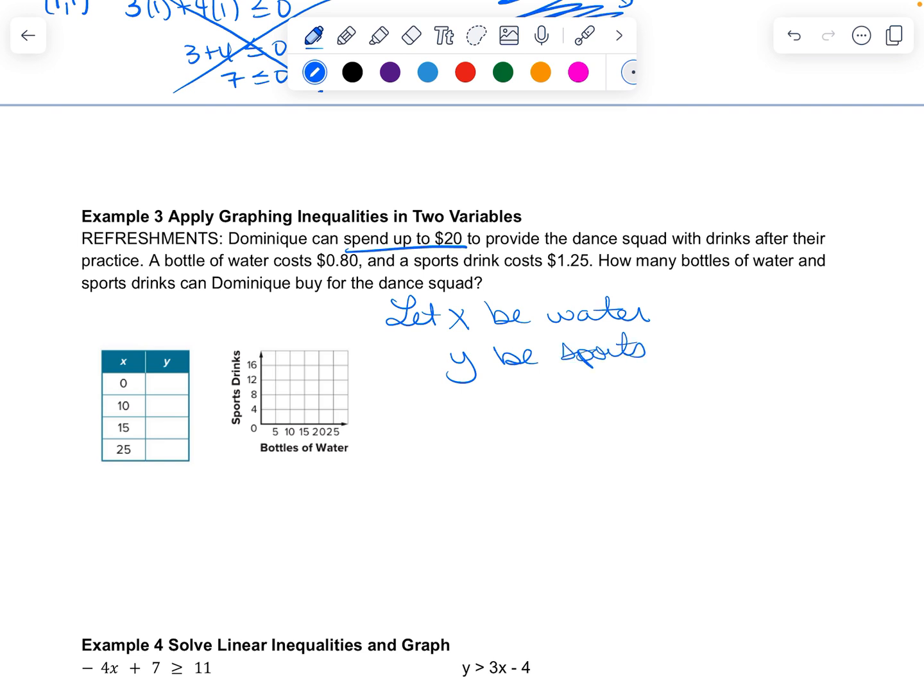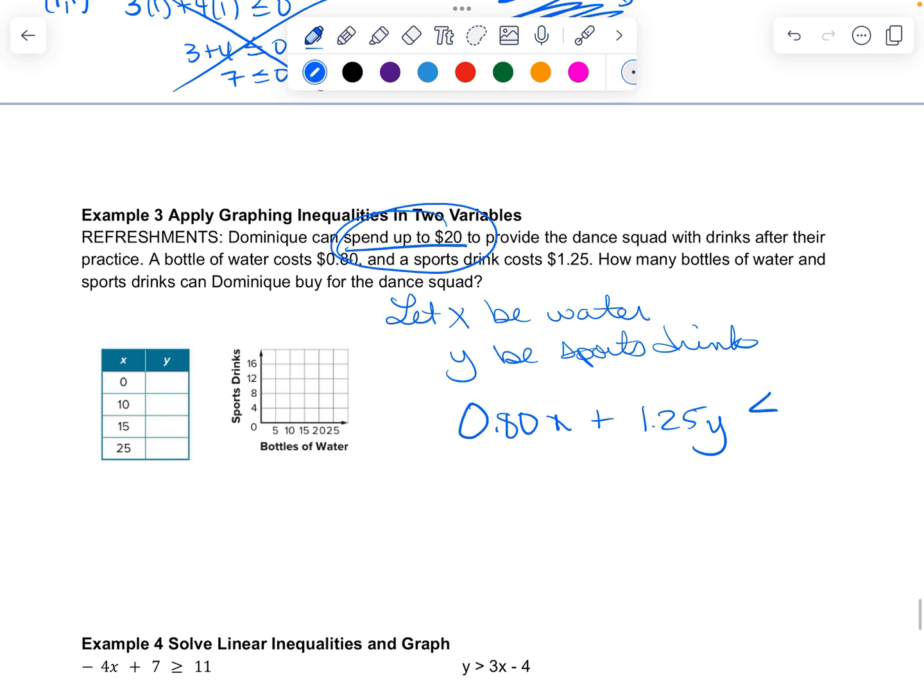Now, it was nice that they gave us that information there, but I actually didn't even realize they gave it, and I was defining my variables. So, here we go. It says 80 cents for water plus $1.25 for the sports drink. And it says up to $20. So less than or equal to 20.